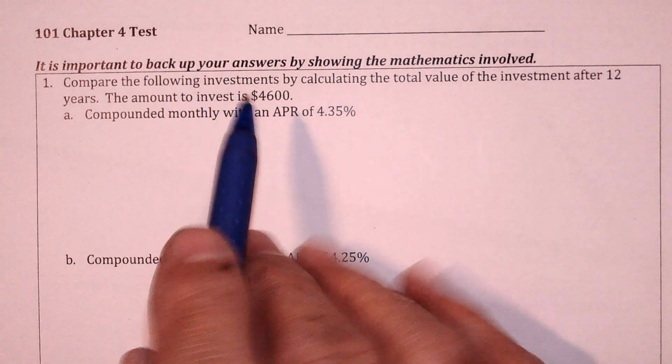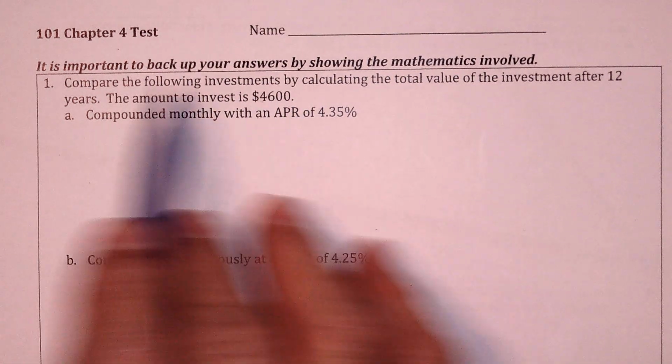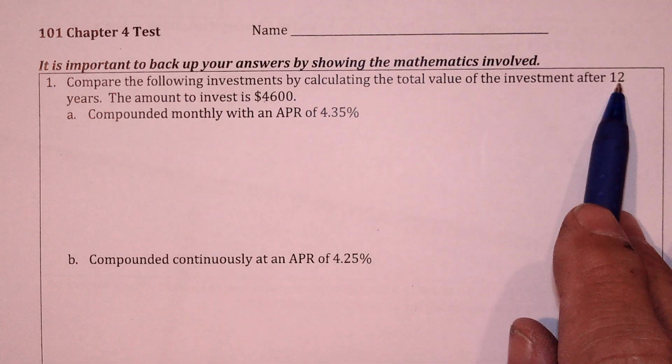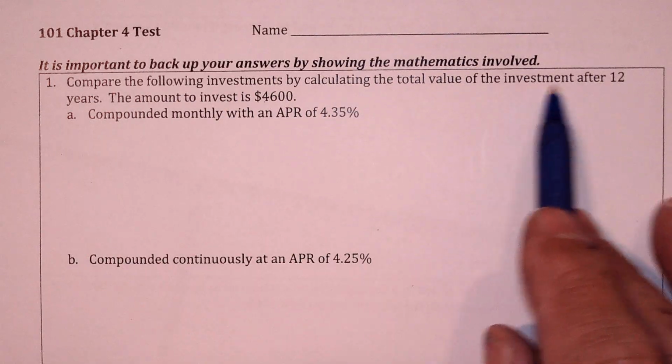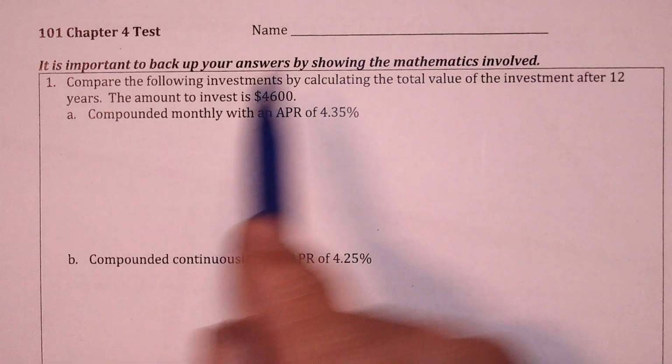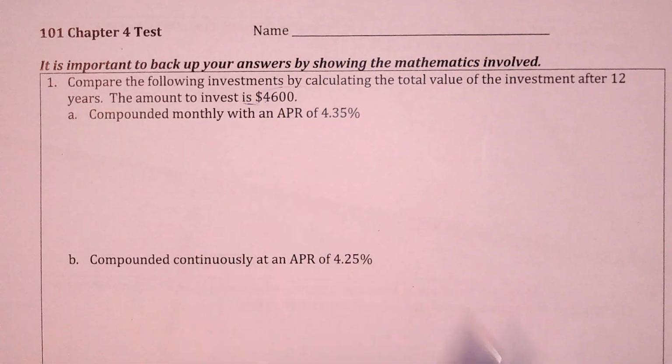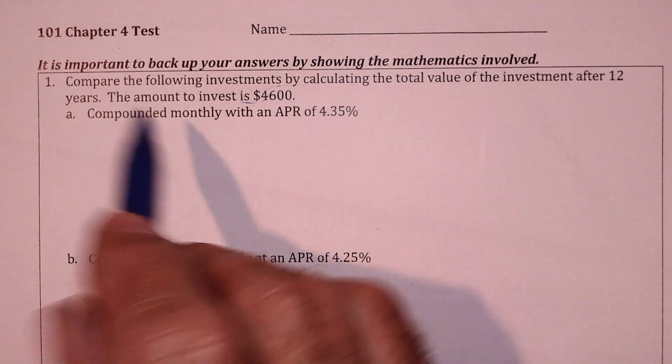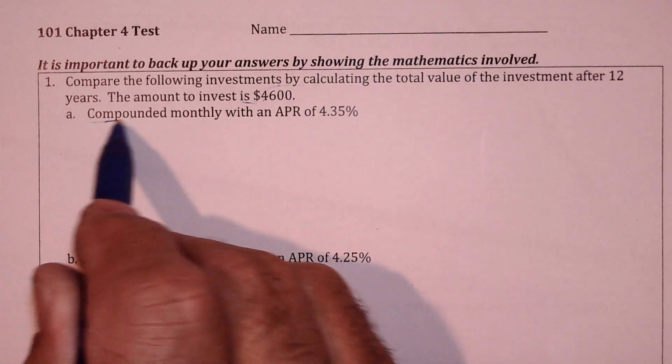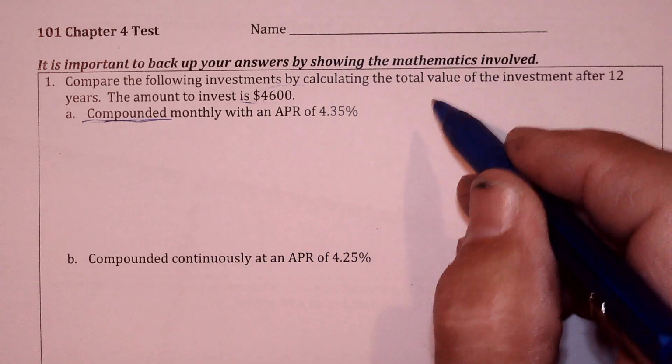Chapter 4 test. Okay, let's go over it here. We have: compare the following investments by calculating the investment after 12 years, putting in $4,600 starting amount, compounded monthly. So we've got to use the compounded formula.